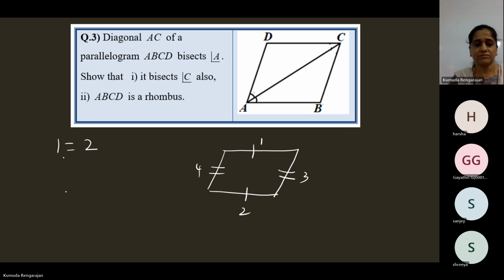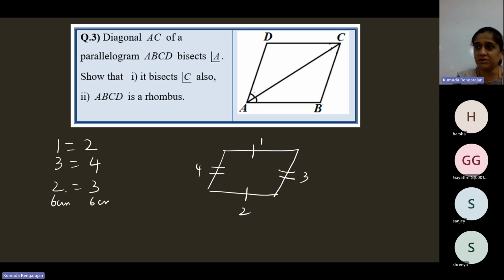Side 1 is equal to side 2, side 3 is equal to side 4, opposite sides equal. Now say we prove that side 2 is equal to side 3, supposing. Take side 2 as 6 centimeters. So 3 is also 6 centimeters. But 3 is equal to 4, so this is 6 centimeters. There's 2 here, so this is 6 centimeters. That means 1 is also 6 centimeters. So can you see 1, 2, 3, 4, all 6 centimeters? All sides are equal now.